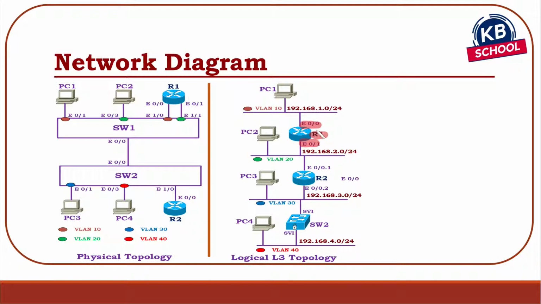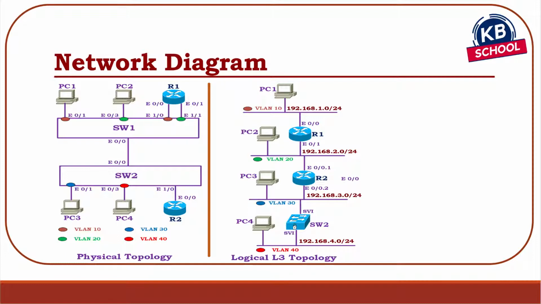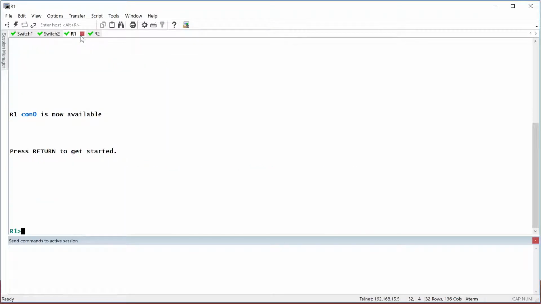So E0/0 of router 1 is going to be 192.168.1.1 and R1 E0/1 is going to be 2.1. And I'm going to run EIGRP based on my lab requirement as my routing protocol. Remember this? Run EIGRP in AS 100. So that's what I'm going to do on R1. How do I do it? Let's go to router 1.